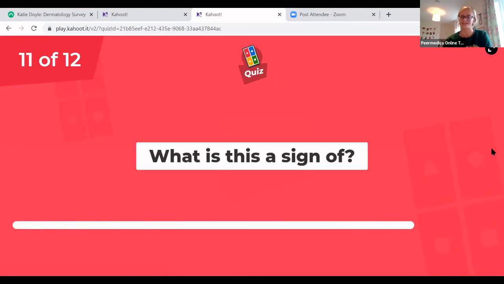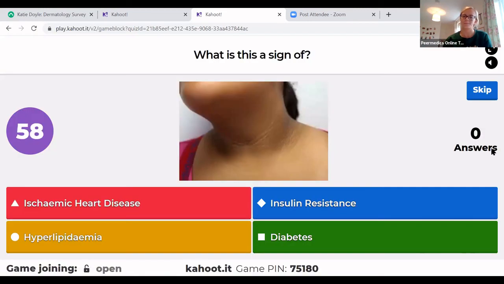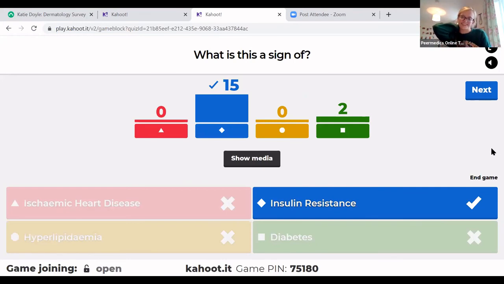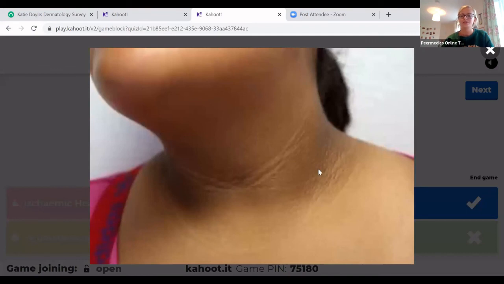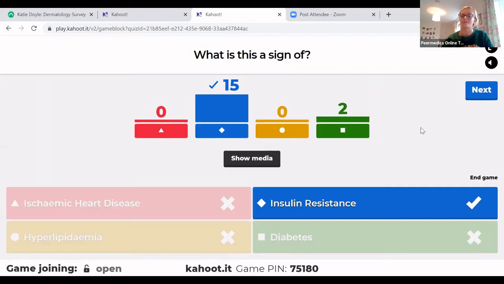Okay, so what is this a sign of? Yeah, well done. So this was acanthosis nigricans. You can just see this velvety, dark skin marking. It's really commonly seen in the armpits and round the neck as well. Some people can think it's just sun exposure, but it is a sign of insulin resistance. So as I said before, seen in diabetes, polycystic ovaries, and obesity as well can cause insulin resistance.